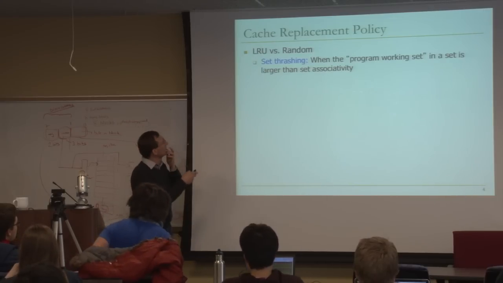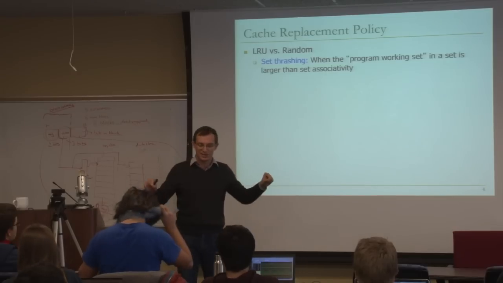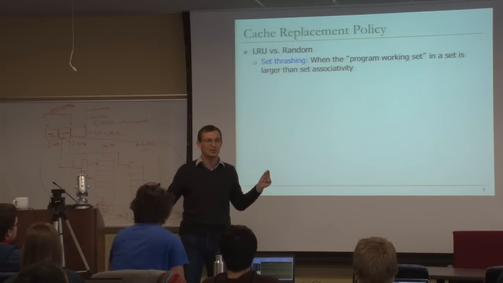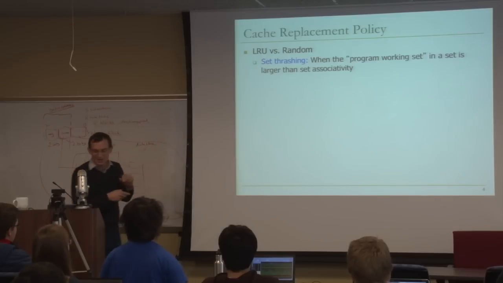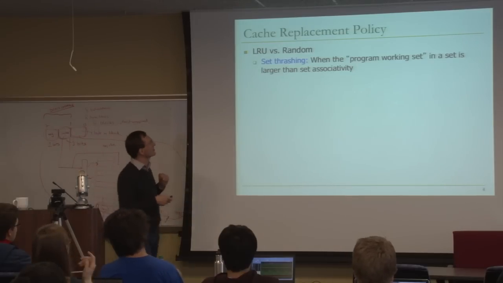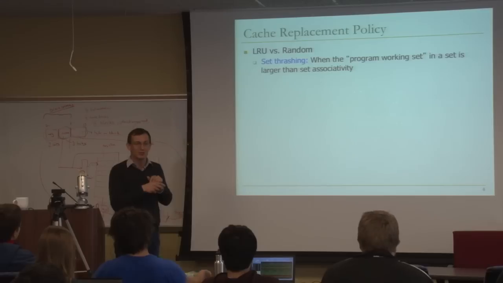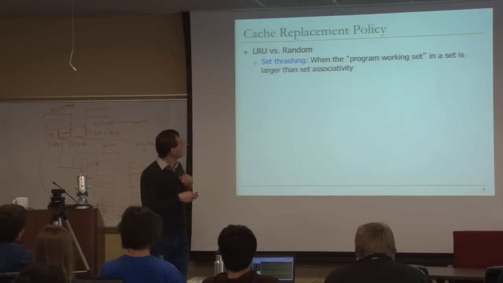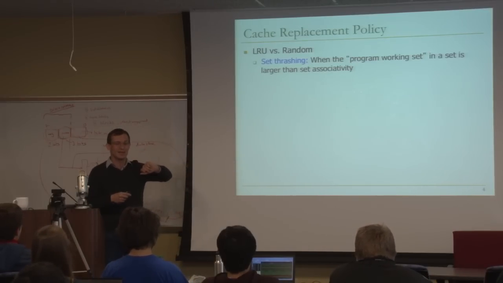But this also leads to the question of what do you replace? Because now multiple blocks can be present in the same set. And if you want to insert another block, what do you replace from that set? That's the idea of the cache replacement policy. We've talked about the least recently used replacement policy and its approximations in the last lecture. We briefly talked about the random replacement also. And I've told you that sometimes it's a good idea. And I've actually given you an example of when it's a good idea also, right?